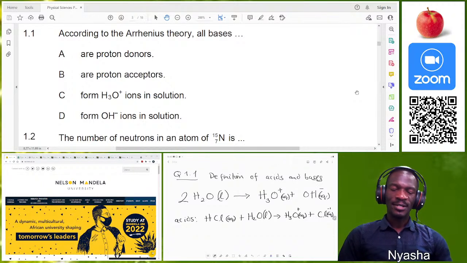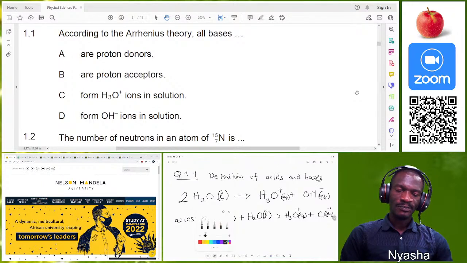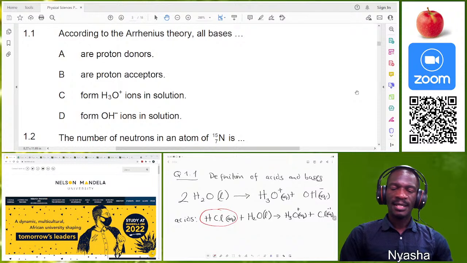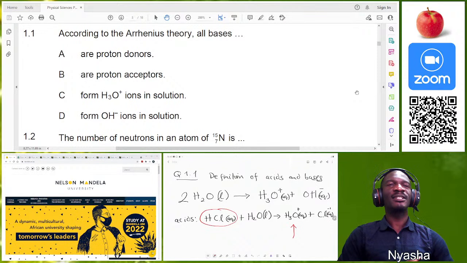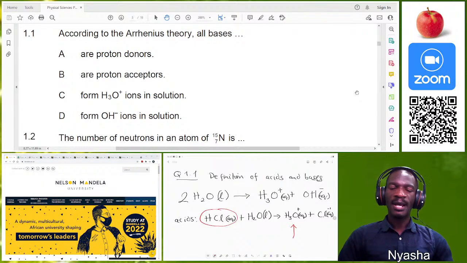So the Arrhenius theory simply suggests that an acid is the source, or donates hydronium ions to solution. An acid donates hydronium ions to solution.